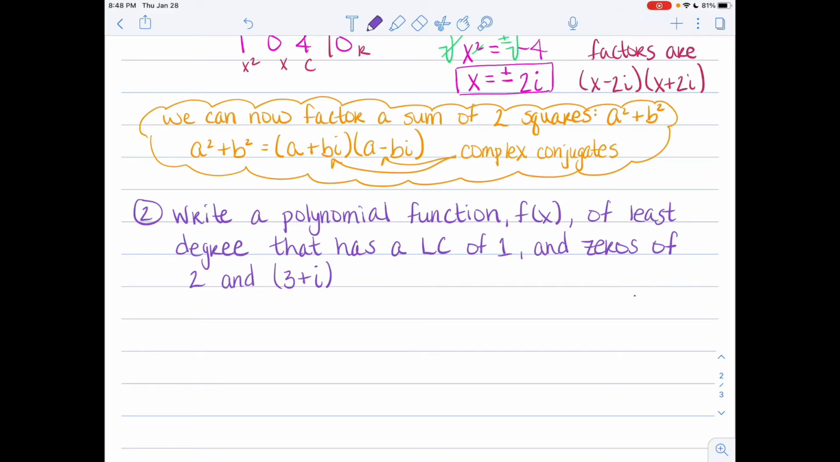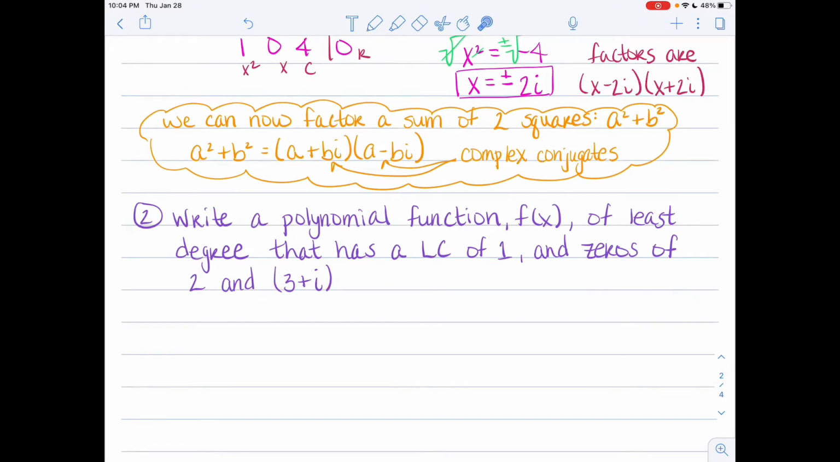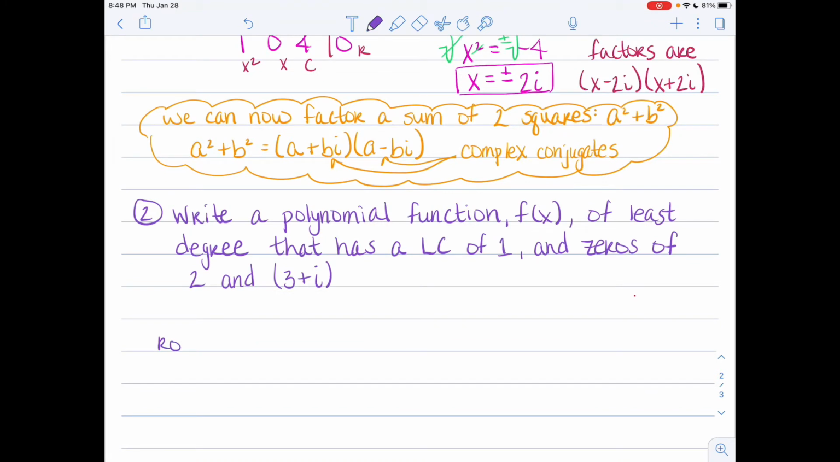I'm going to go ahead and note all of my roots. I've been given two roots, 2 and 3 plus i, but remember that the complex conjugates theorem says if we have a 3 plus i, we must also have a 3 minus i. So let's take that into account and write all of our roots. So our roots are 2, 3 plus i, and then I'm going to change colors and write 3 minus i, because that's the one that I had to come up with from using my complex conjugates theorem. So I'm going to abbreviate complex conjugates theorem.